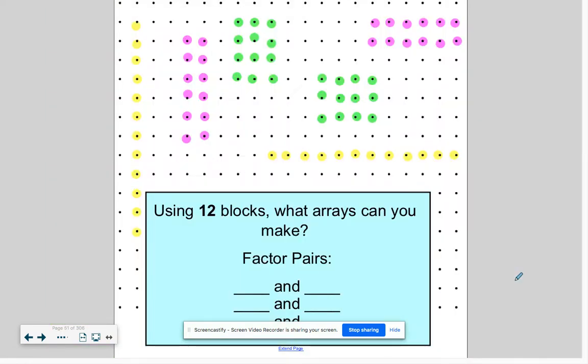If we had 12 blocks and we made all of the possible arrays, we would come up with different arrays that look like the ones at the top of my screen. We could have a 12 by 1 or a 1 by 12, which means that 1 and 12 are factor pairs for the number 12. You can have a 6 by 2 or a 2 by 6, which means 2 and 6 are a factor pair of 12 because 2 times 6 is 12 and 6 times 2 is 12. You can also have a 4 by 3 or a 3 by 4, which means that 3 and 4 are also factor pairs for the number 12.